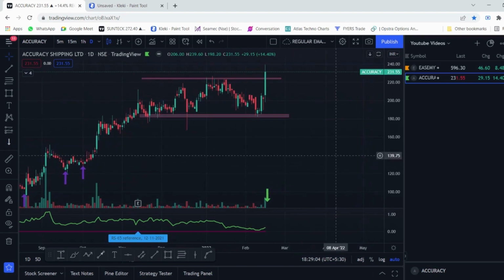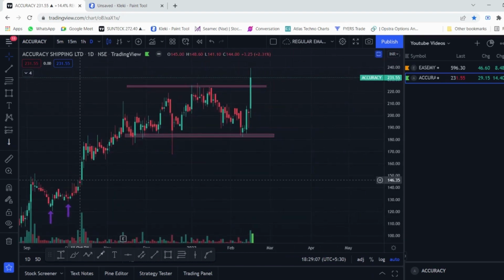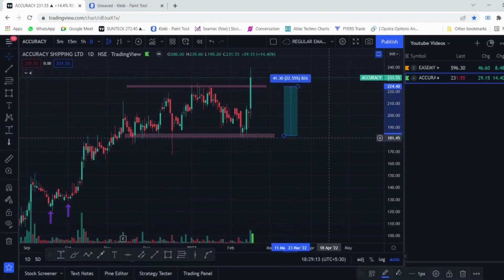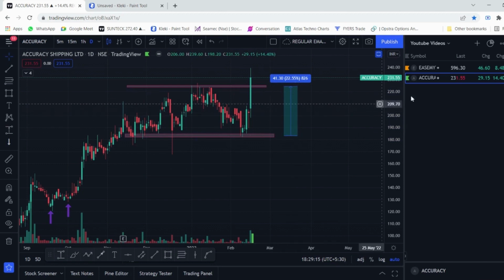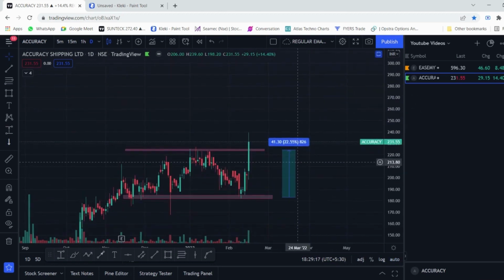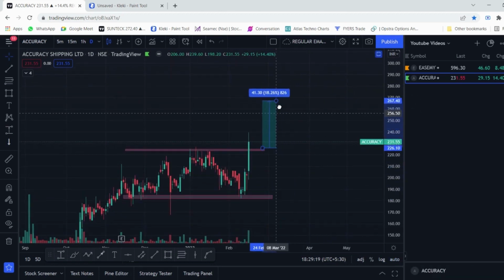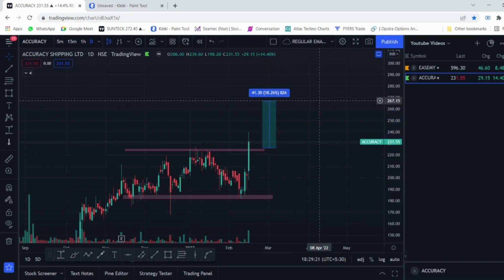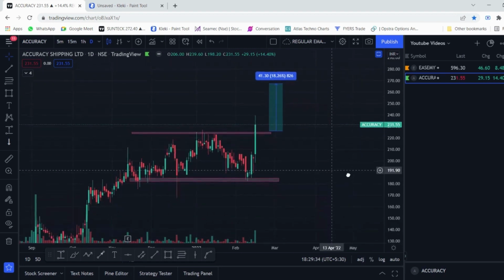So generally in case of a range breakout, what is the target? We generally project the range of this particular stock on the upper side from the resistance. So let us calculate the range and project this on the upper side. What does the target come to? The target comes to around 267 rupees, right? So this could be the immediate target of Accuracy Shipping with a stop loss below 197 or 195 rupees. That would be the ideal stop loss in this trade.